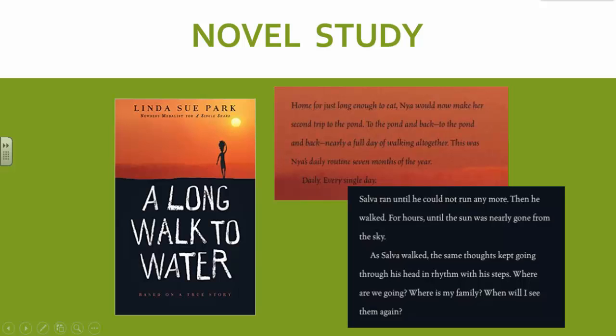He is forced into the bush for a long walk to find a safe place. In fact, throughout the story, he walks from Sudan to Ethiopia and on to Kenya. Salva is one of the lost boys of Sudan. He faces many challenges on his way, including hunger, death, soldiers, and wild animals.